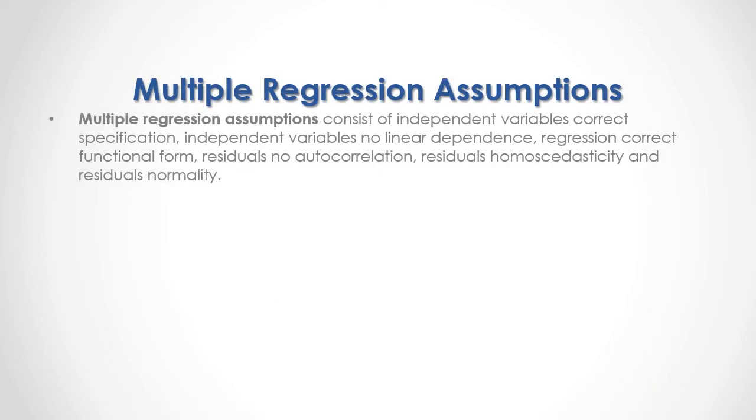Multiple regression assumptions consist of independent variables correct specification, independent variables nonlinear dependence, regression correct functional form, residuals no autocorrelation, residuals homoscedasticity, and residuals normality.